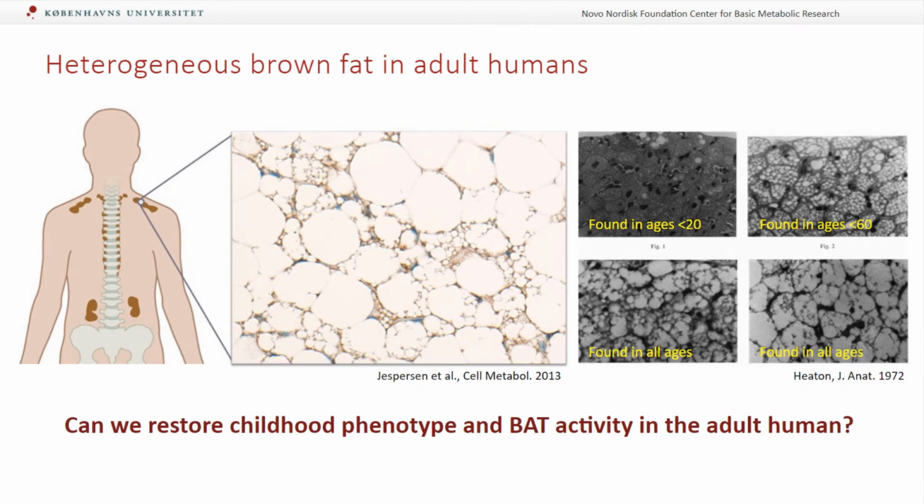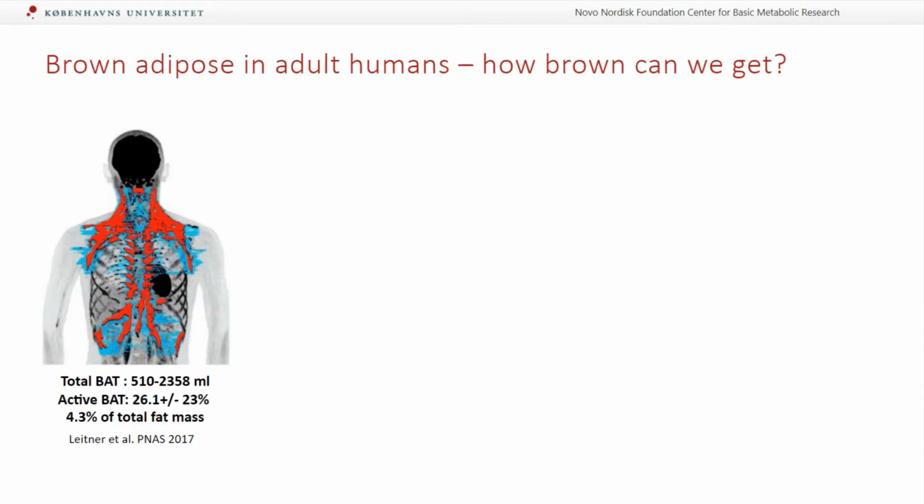So the question is, how flexible is this? Can we restore the childhood phenotype of brown fat activity in adults, or does it just go in one direction? So some studies have addressed how much brown fat we can actually have as adults. And one interesting study has been done by Leitner et al.